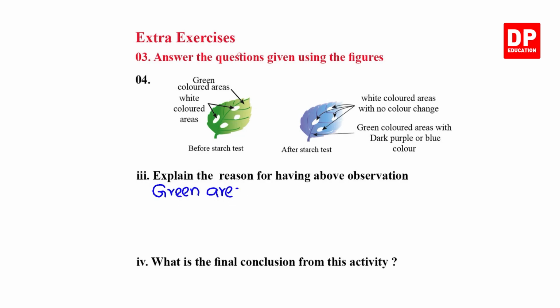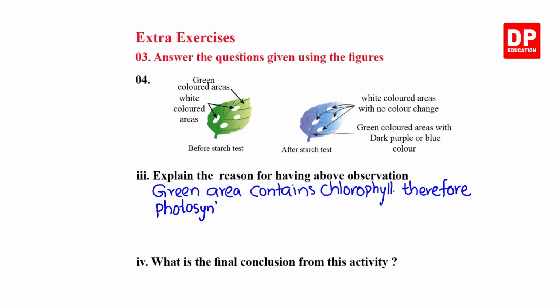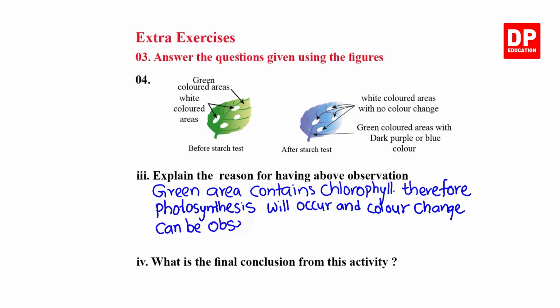Green area contains chlorophyll. Therefore, photosynthesis will occur and color change can be observed.